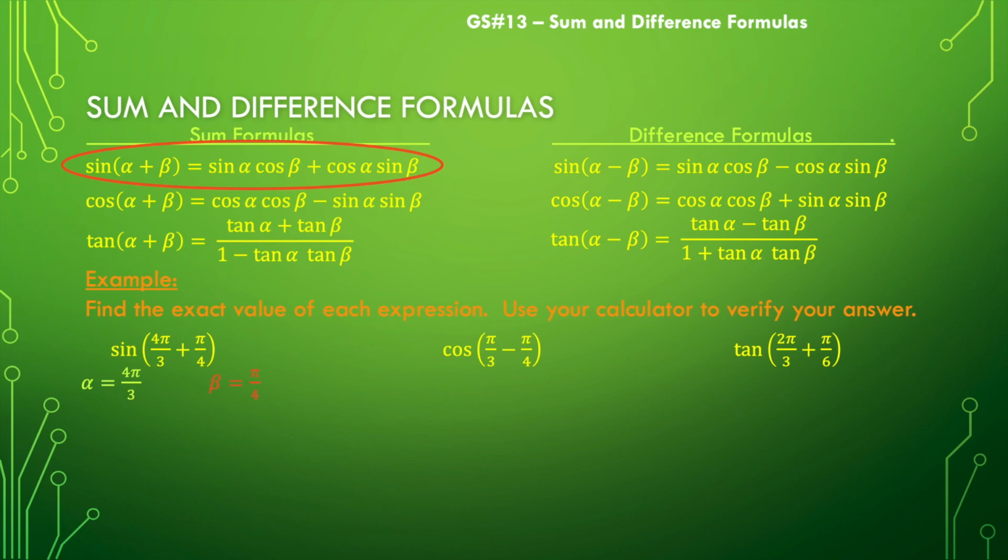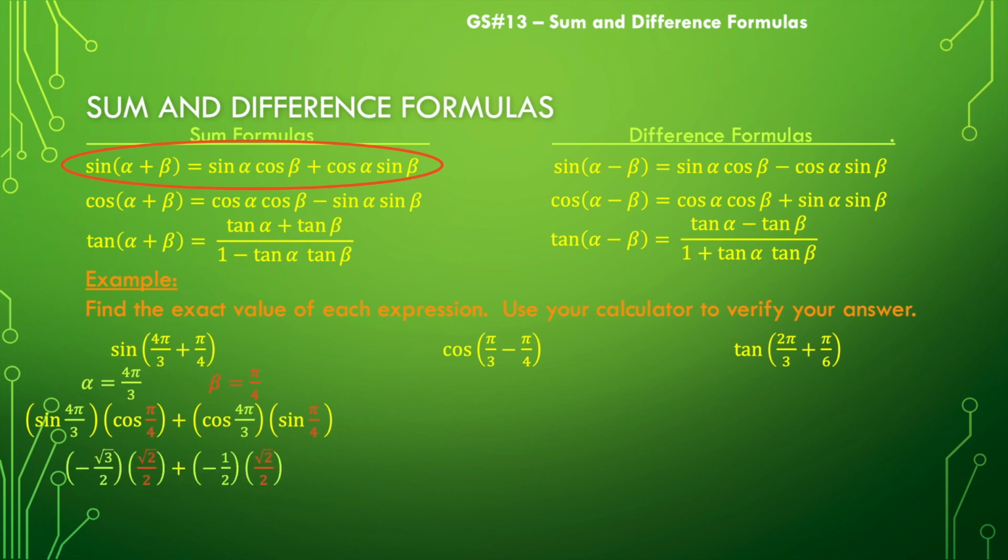So we will have the sine of 4 pi over 3 times the cosine of pi over 4 plus the cosine of 4 pi over 3 times the sine of pi over 4. And then from that point, we will evaluate each of these pieces. What is the sine of 4 pi over 3? Well, that's negative rad 3 over 2. Cosine of pi over 4 is rad 2 over 2. Cosine of 4 pi over 3 is negative 1/2, and sine of pi over 4 is rad 2 over 2.